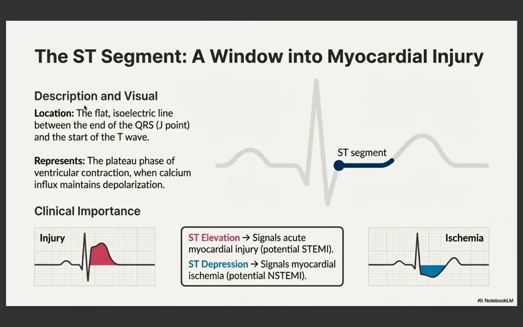All right, make sure that you know that this isoelectric line right here, at the end of the QRS, is called the J point, and from there to the start of the T wave is the actual ST segment. Again, it's the plateau phase of the ventricular contraction, so calcium right now is still maintaining its depolarization.